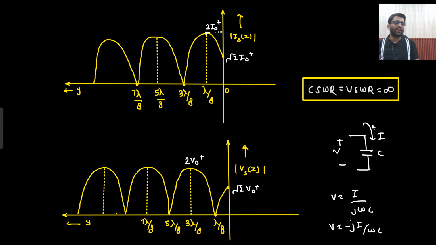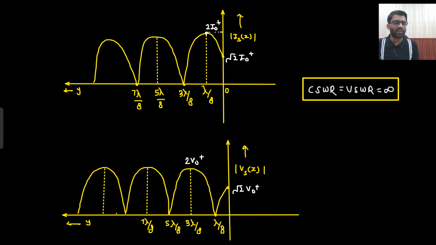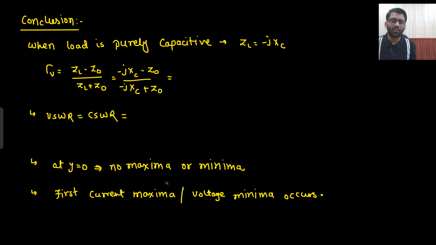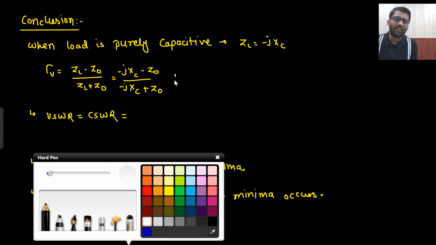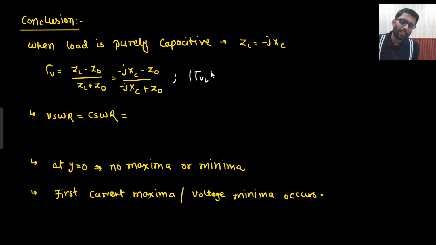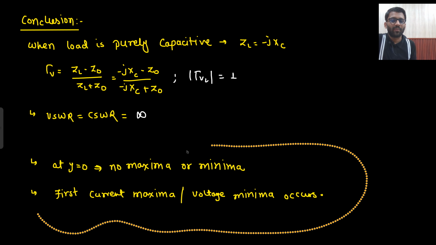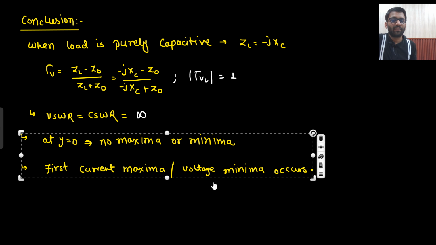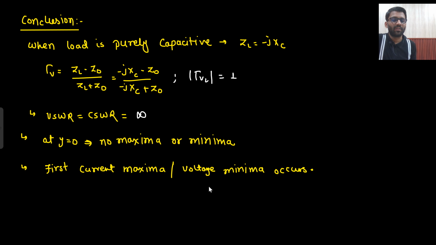So this is the way to remember in the longer run, or in the standing wave pattern as well. In case of capacitive load, what is the conclusion? If you calculate your gamma VL, it would always be equal to 1. That means my standing wave ratio will always be equal to infinity. At y equals 0, you will neither have a maxima nor minima, but first current maxima will occur, or you can say voltage minima will occur.